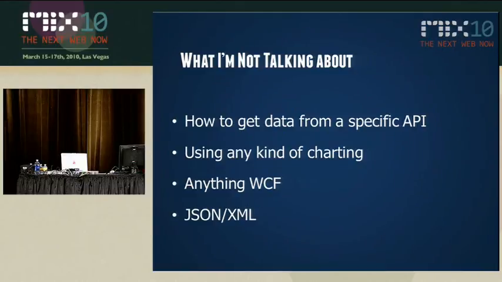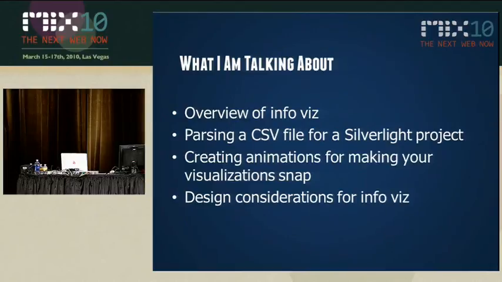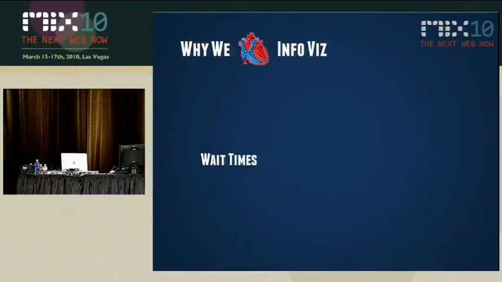This is what we're not going to talk about. We're not going to talk about how to get data out of any API. That includes Twitter. We're not going to talk about any type of charting. We're not going to talk about anything WCF, even though I'm using a WCF service to send data somewhere. We're not talking about JSON and XML, but we are going to give an overview of information visualization. What is it? Why do we like it? I'm going to run a demo parsing a CSV file into a Silverlight project so we can get some data into our visualizations. We're going to create some animations to make our visualizations awesome, and then we're going to talk a little bit about design considerations for information visualization.